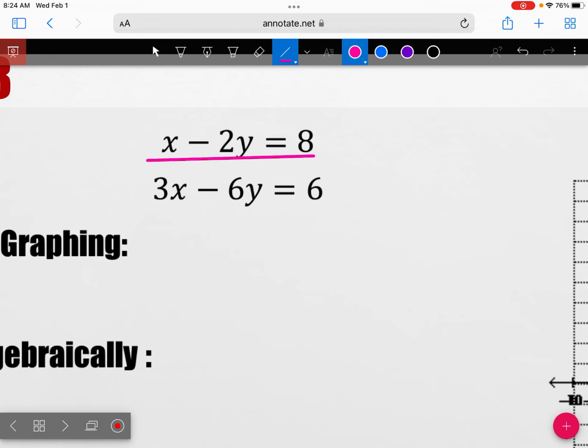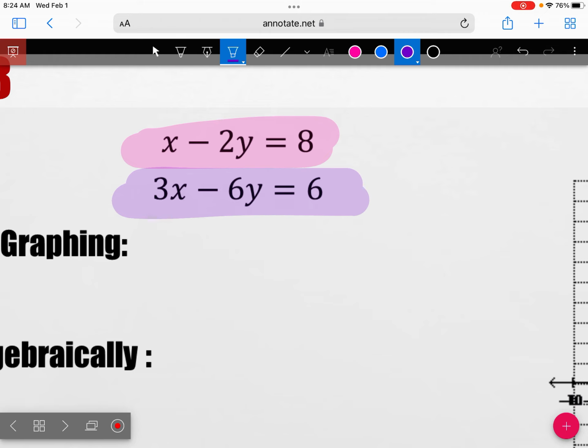We are going to pick one of these equations. We're either going to do the pink one or we're going to do the purple one. But we're going to make one of these be x equals or y equals. It genuinely doesn't matter. So which one do you want to work with? Pink or purple? You can use either one. Pink! What do we want to make it equal? X equals or y equals?